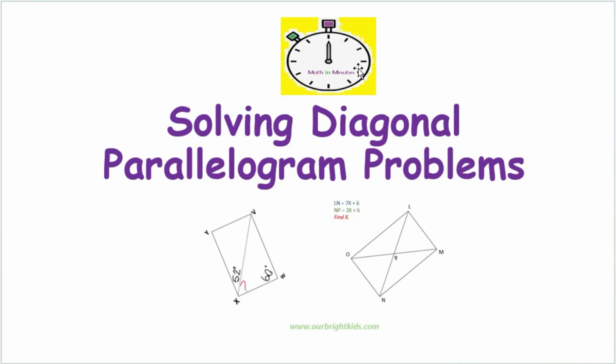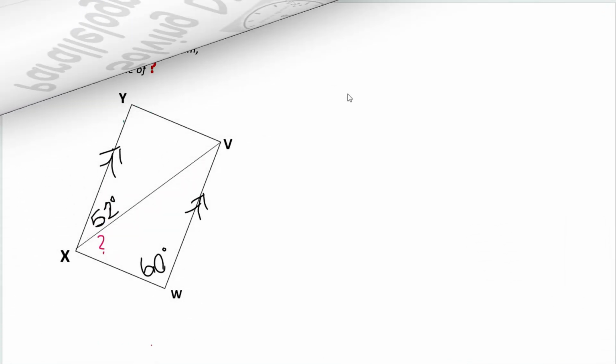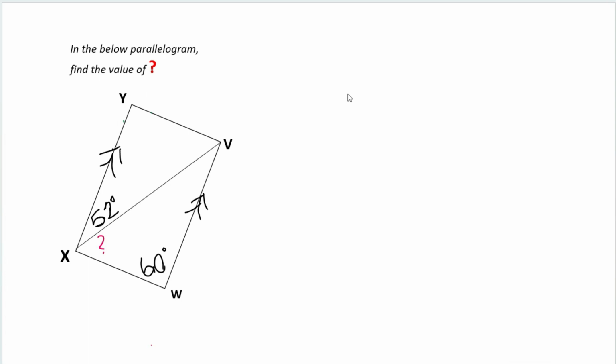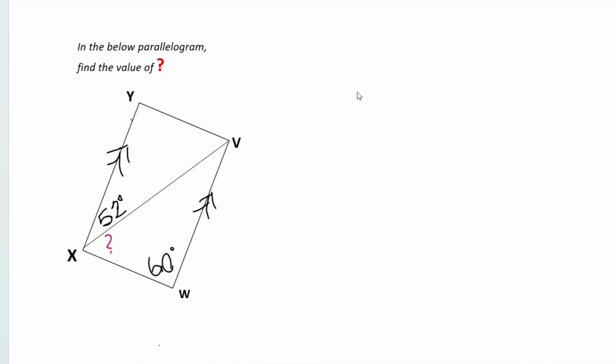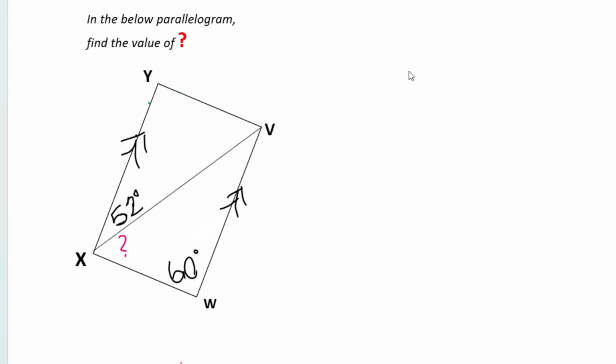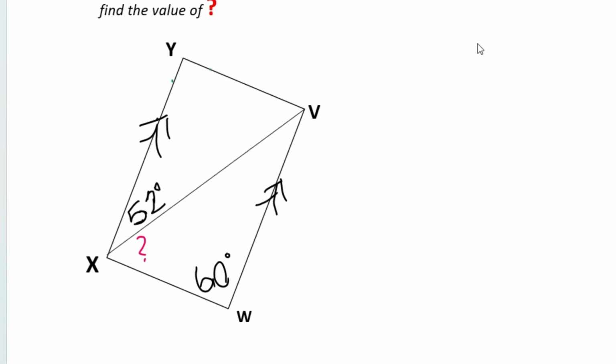In this Math in Minute video, we're going to solve diagonal and diagonal bisecting parallelogram problems. So let's take a look at this problem. In the below parallelogram, find the value of question mark. So question mark is a portion of the x angle.